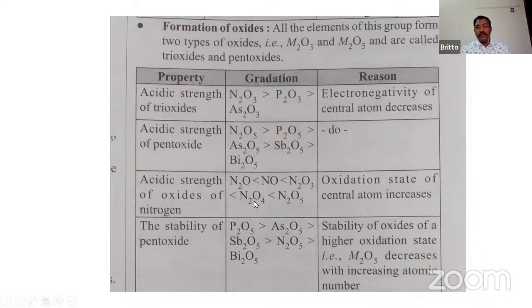Okay, so for the nitrogen oxides, N2O has oxidation state +1, NO is +2, N2O3 is +3, N2O4 is +4, and N2O5 is +5. There is a clue you can remember: N2O is 1, NO is 2, and N2O3 is 3. We can calculate quickly, but this shortcut is not true for everything; you have to actually calculate. In this case, NO2 and N2O4 both have +4 oxidation state, and N2O5 has +5. So if the oxidation state increases, acidic strength increases. If it decreases, acid strength decreases.